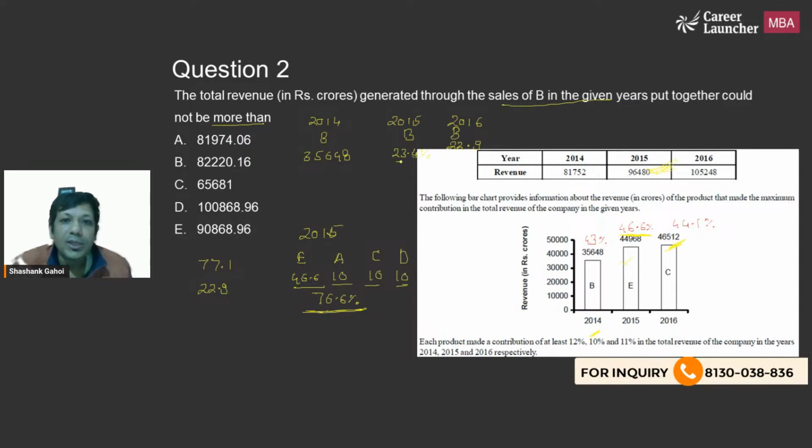So what is 23.4% of 96,480? What is the value? So this is going to be a little less than 24,000. The options are away, so I won't. So this is going to be a little less than 24,000. It is going to be 23,000 something, right? What is the value? Can someone tell me? 23.4% of 96,480.